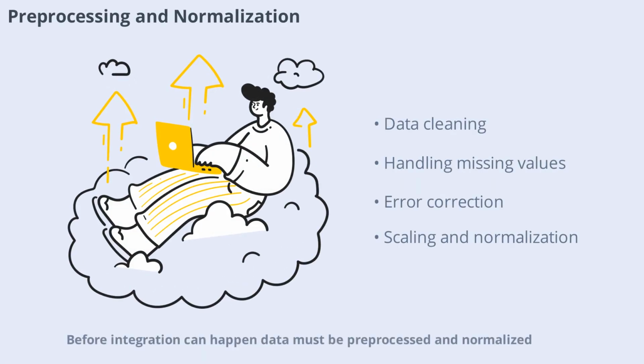Before integration can happen, data must be preprocessed and normalized. Preprocessing involves cleaning the data, handling missing values, and correcting errors. Normalization ensures that data from different sources are comparable, often by scaling values to a common range or distribution. These steps are critical for minimizing biases and ensuring that integrated analyses are meaningful and reliable.